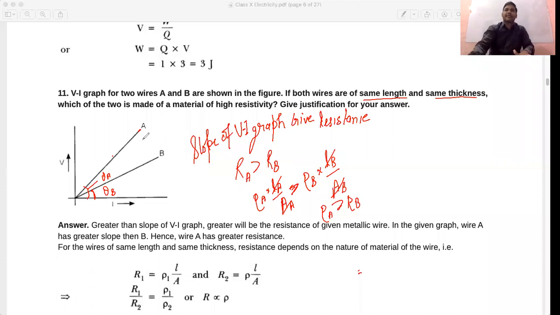They are just asking this question: which material is made up of the high resistivity? So material A is made up of the high resistivity, and you can just justify your answer. Okay, so in justification, what will you write? You will write this whole explanation.